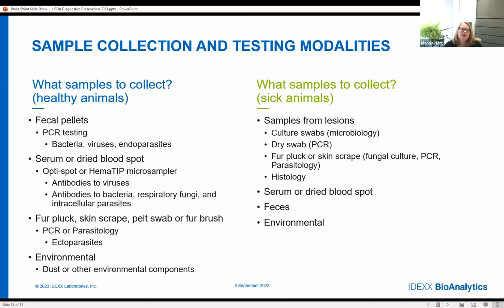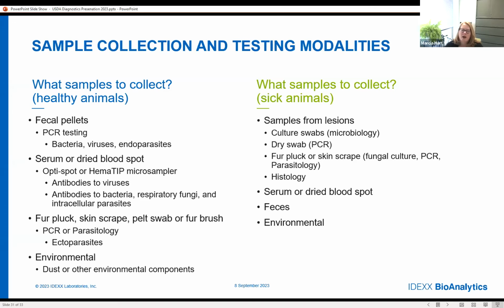What animals to collect from? On healthy animals, you can do fecal pellets. Those are great for PCR testing, bacteria, viruses, endoparasites. You could do serum or dried blood spot. There's OptiSpot or the hematip microsampler that takes just a few drops of blood and allows us to test those for serology. You can look for antibodies to viruses. There's also some assays that do bacteria, respiratory fungi, and some intracellular parasites.